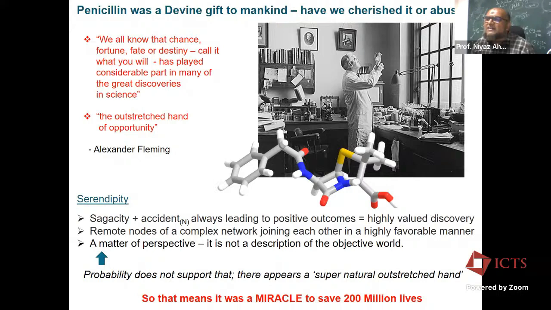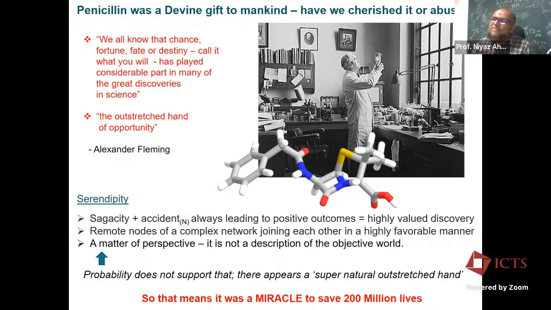So people say that it was an accidental discovery. So let us dissect it for a minute or two. Serendipity is not just serendipity. It's sagacity plus n number of favorable accidents leading to a very positive outcome. Something like you are winning the lottery every time. Is it possible? Does probability support it? So a high valued discovery resulting from every accident.